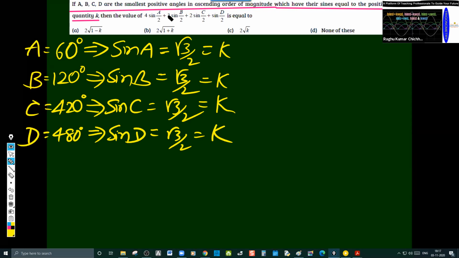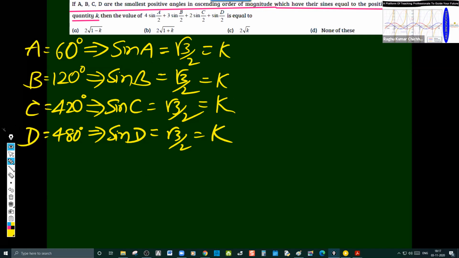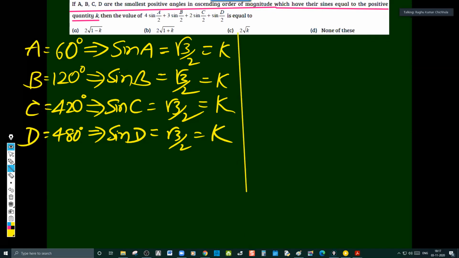Formation of the question and understanding it is really a little difficult in this case. So what you have to understand is, if you take an example, I have not taken alpha, I'll make you understand that also. A is 60, B is 120, C is 420, D is 480 will give you all the values of sine A, sine B, sine C, sine D as K. That K is nothing but root 3 by 2. I hope you are there.